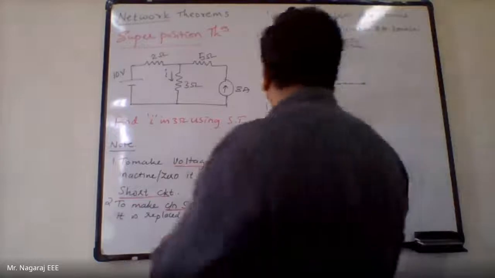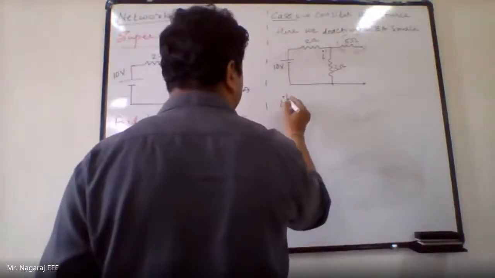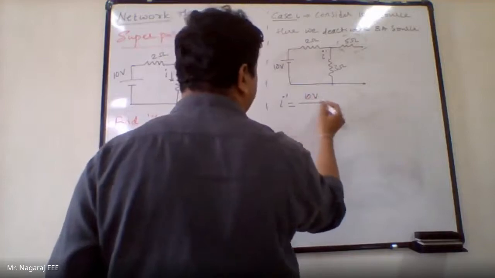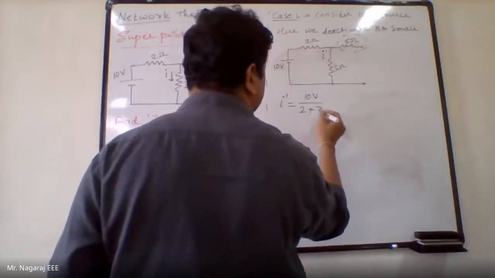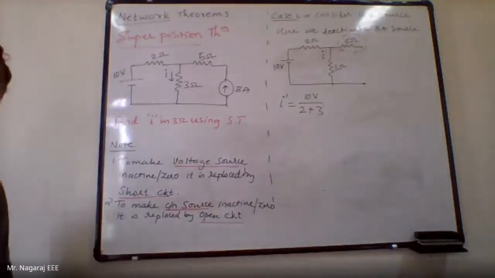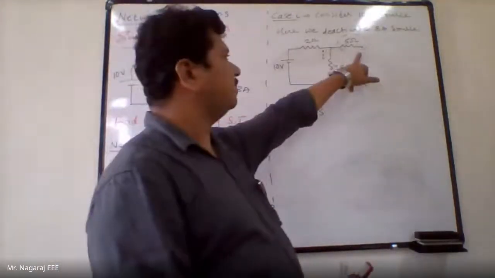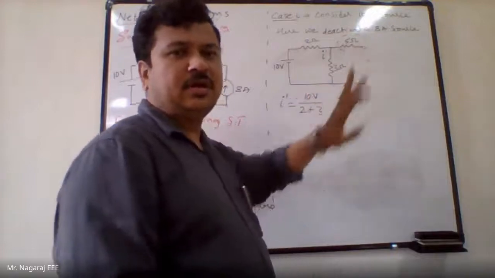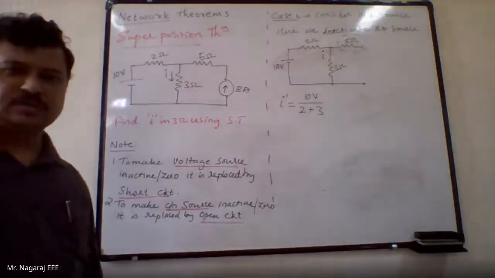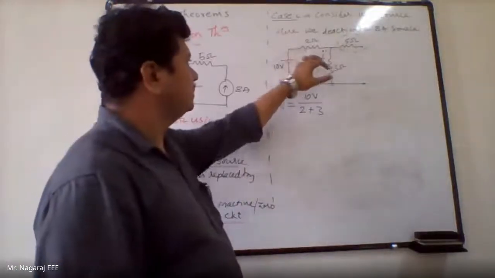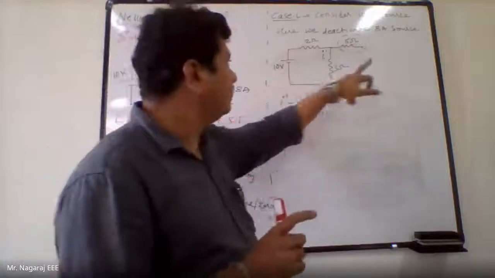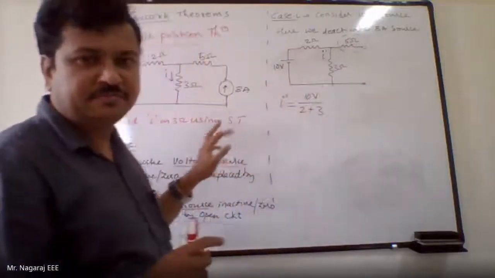Okay. So what is current I dash? It is 10 volts divided by 2 plus 3 ohms. The current in 5 ohm is 0. Why? Because it is an open circuit branch. So there is no current flowing in 5 ohm and I need not consider it, because I am looking into the circuit from the 10 volt source. I am not looking into the circuit from these open terminals.